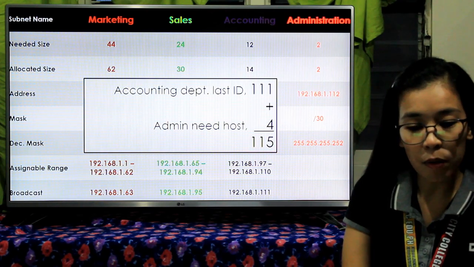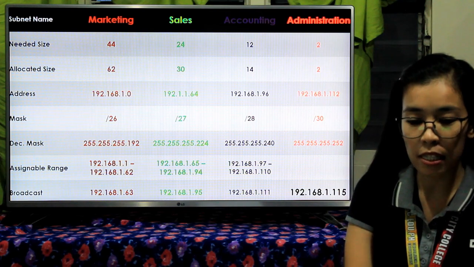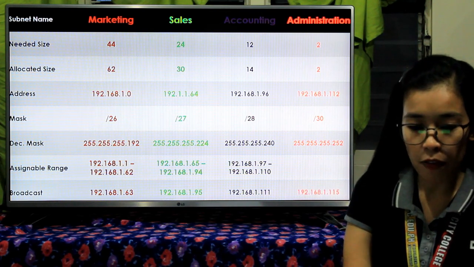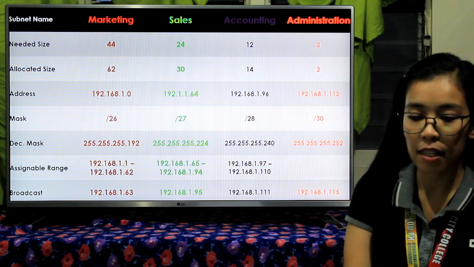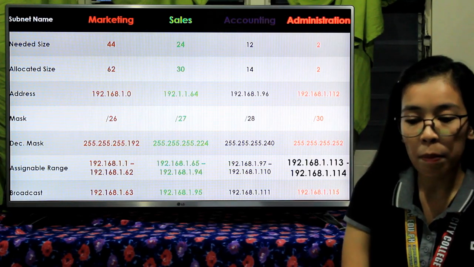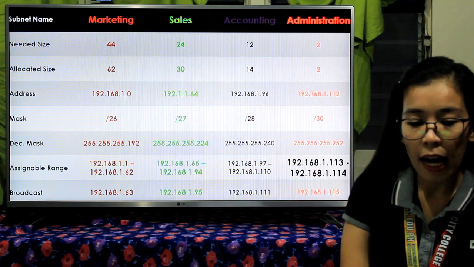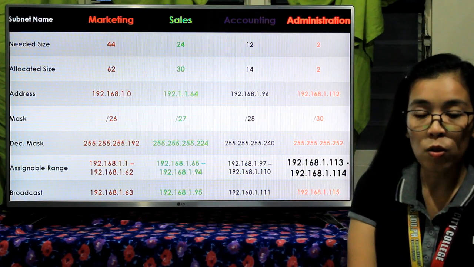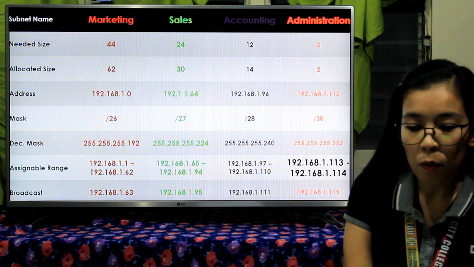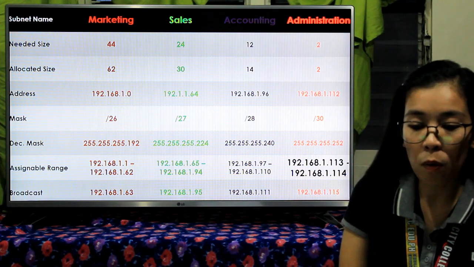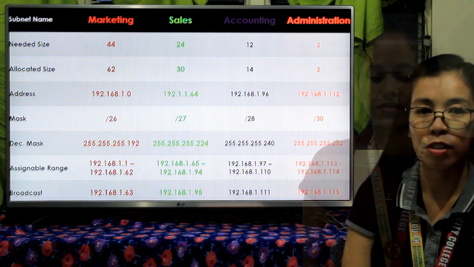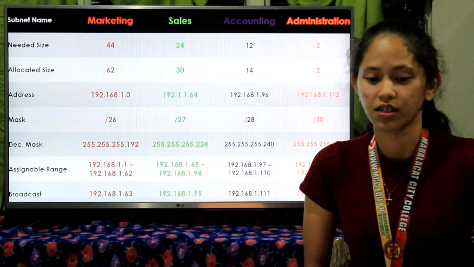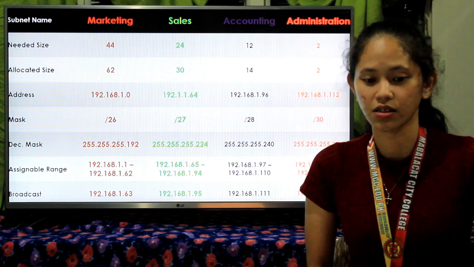Therefore, the broadcast ID will be 192.168.1.115, then the first assignable address is 192.168.1.112, incremented by 1 from the network address. And the last assignable address is 192.168.1.113, decremented by 1 from the broadcast. Now that ends the administration distribution of hosts. And that's the completion of Go Corporation's distributing of the IP addresses to the needed hosts for each department.